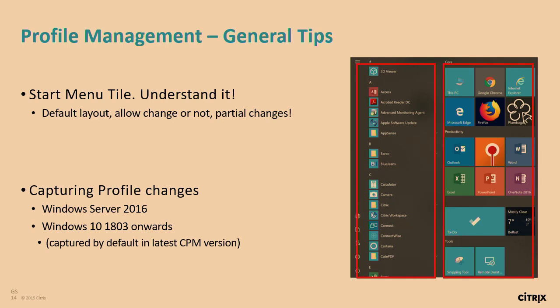And also, if you're using profile management, make sure that the profile management version you run is supported with the VDA version that you run. So if, for example, you're looking to upgrade from Windows 10 1803 or higher, just double check that the profile management version that you have is compatible with that as well.